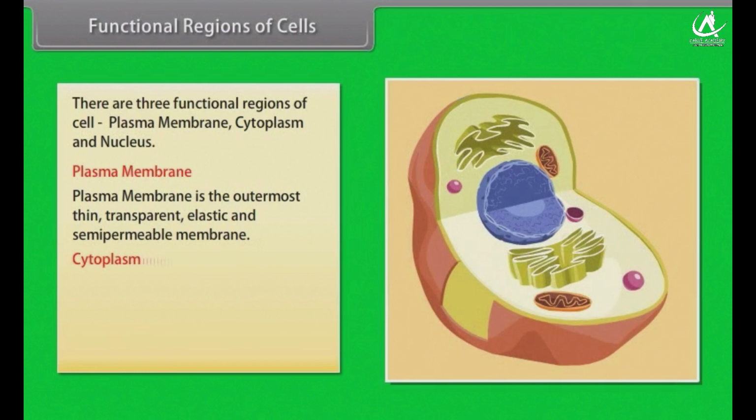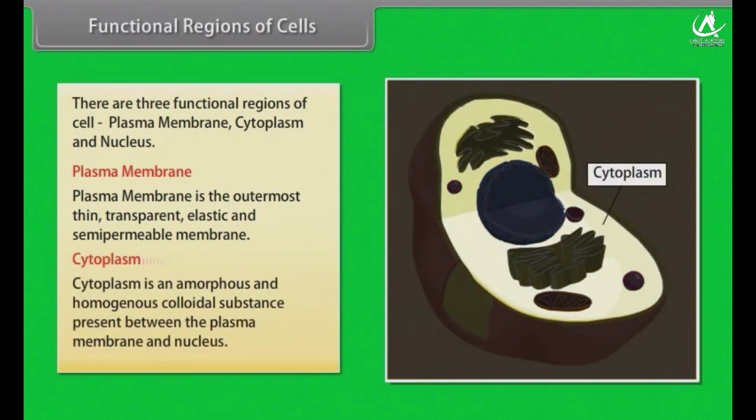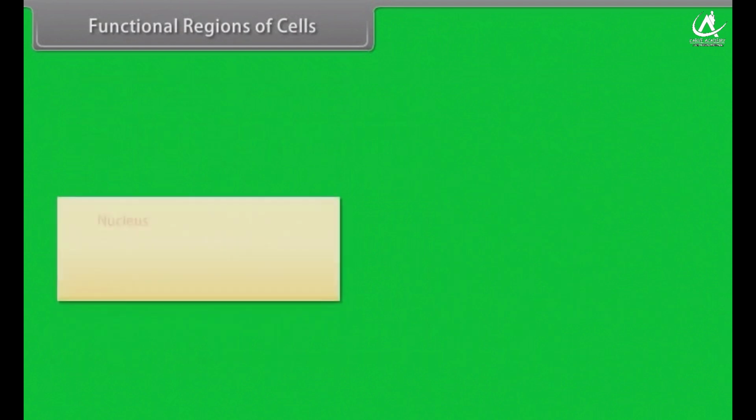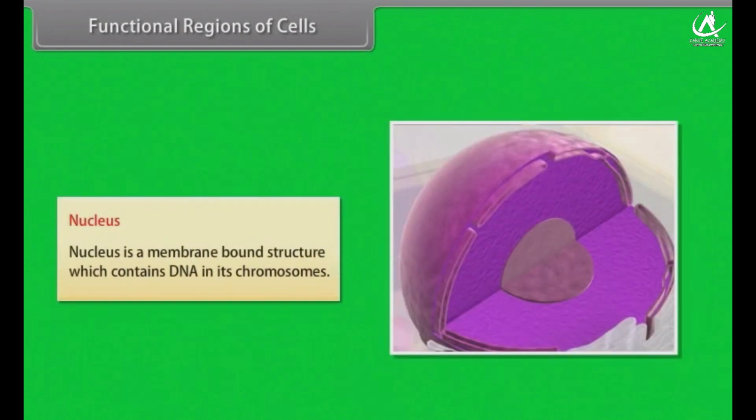Cytoplasm. Cytoplasm is an amorphous and homogeneous colloidal substance present between the plasma membrane and nucleus. Nucleus. Nucleus is a membrane-bound structure which contains DNA in its chromosomes.